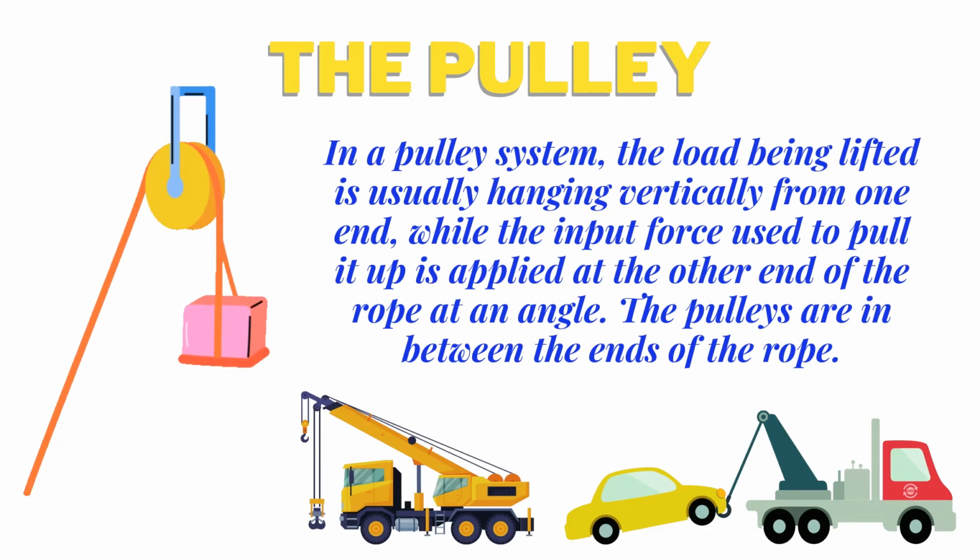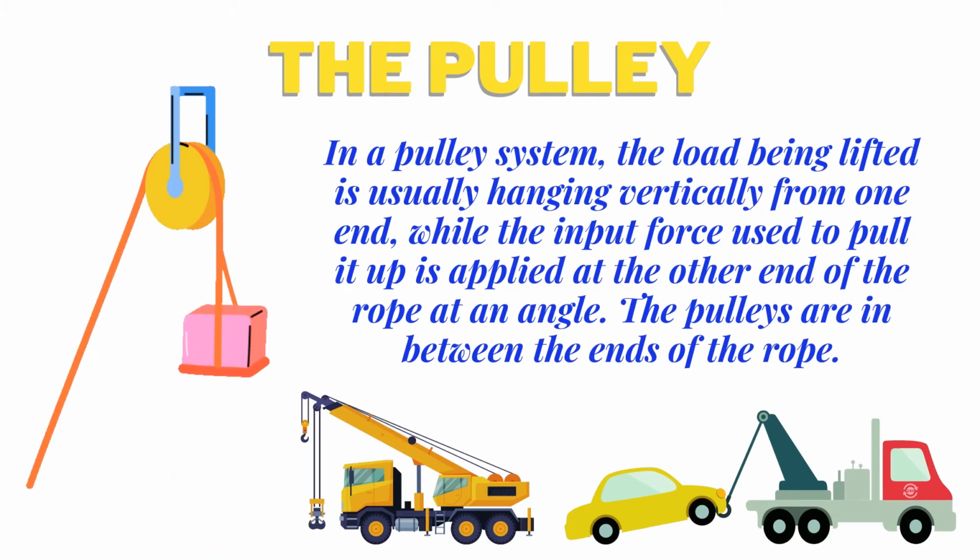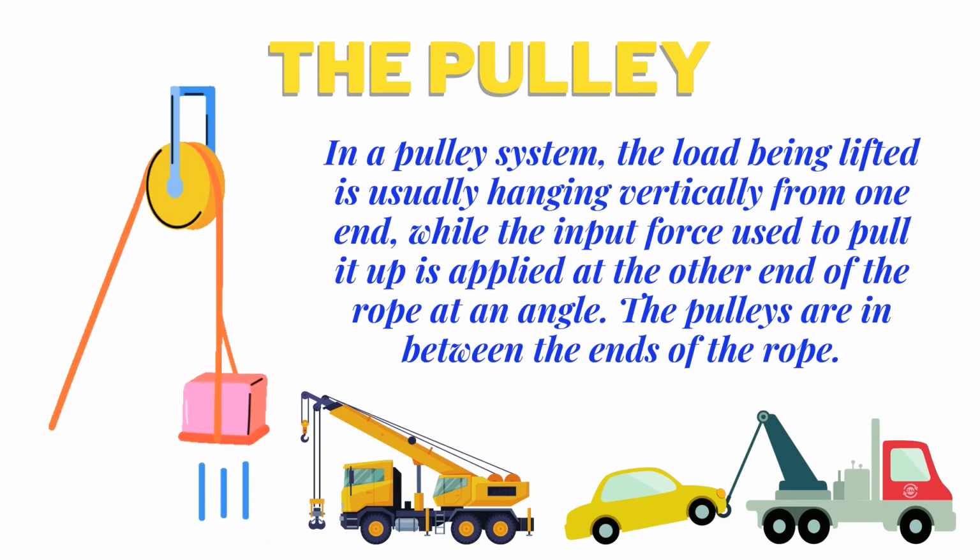In a pulley system, the load being lifted is usually hanging vertically from one end, while the input force used to pull it up is applied at the other end of the rope at an angle. The pulleys are in between the ends of the rope.